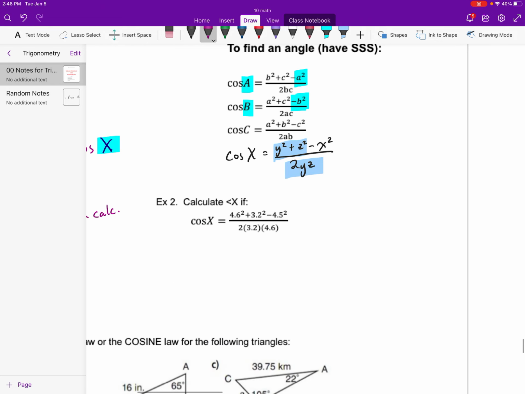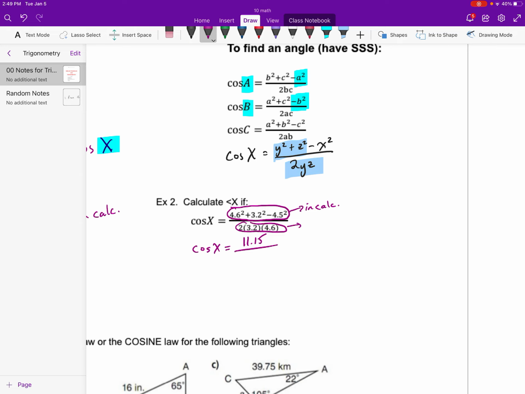Over here, again, just how to use your calculator. I'm going to strongly encourage you just to type in this top bit into your calculator. So in calculator, figure out what this value is. If you type that in, so 4.6 squared plus 3.2 squared minus 4.5 squared, you'll get 11.15 over, and then 2 times 3.2 times 4.6.